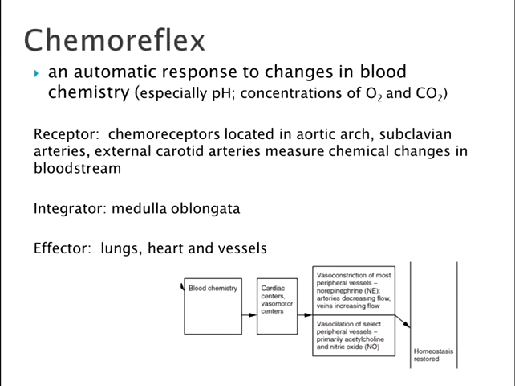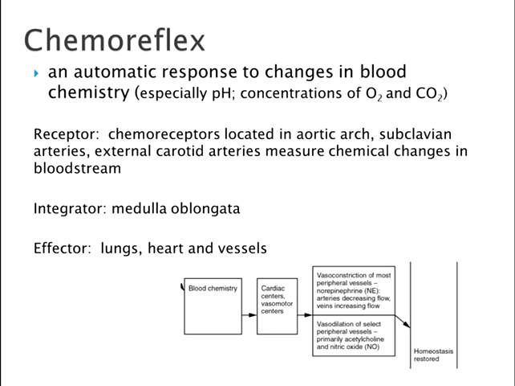For the chemoreflex, it's just about monitoring chemistry. Okay, so the receptors, again, are the chemoreceptors. They're located in the aortic arch. They're located in the subclavian arteries, the external carotid arteries. All of these are looking at chemical changes. And what are they looking at? They're looking at pH, and they're looking at oxygen and CO2.